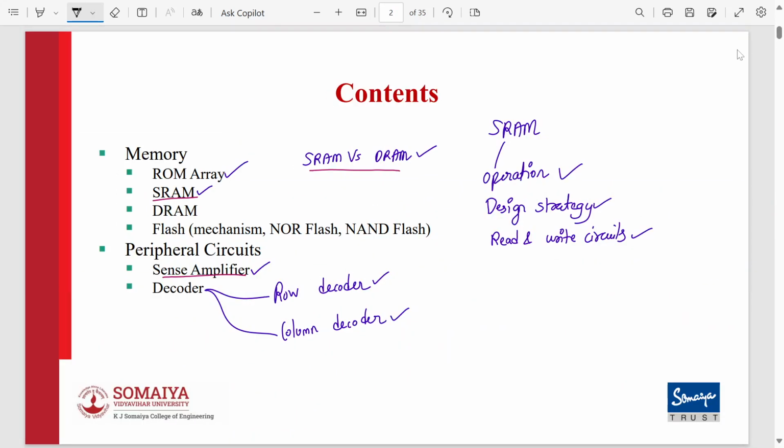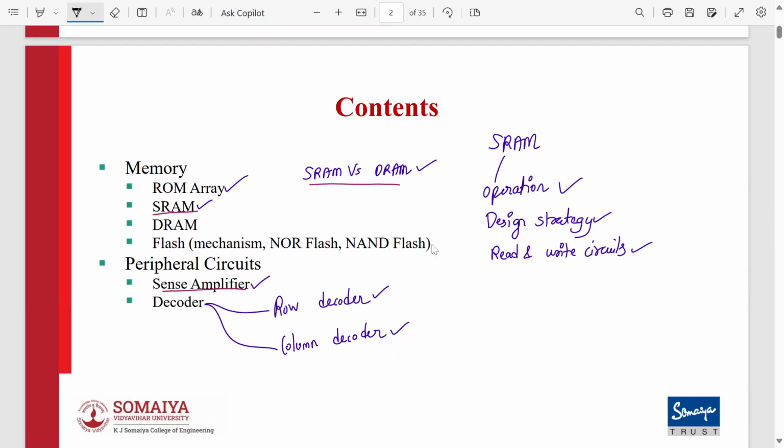Now those who want to leave can leave, because this is completed. I've explained what the 6T SRAM cell is. The difference between SRAM and DRAM I've already covered. Row decoder and column decoder were covered in the last session. Now I will cover design strategy and read-write circuits. These are separate topics.